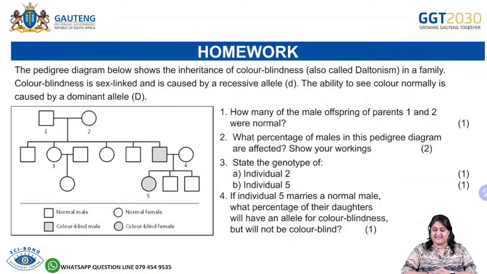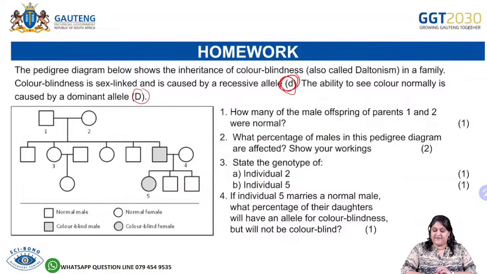It's also known as daltonism, in a family. Color blindness is sex linked and is caused by a recessive allele. Okay, they're showing you it's like that. The ability to see color normally is caused by the dominant allele. But can you see here that they did not tell you about the X's and Y's? But what do you know about color blindness? It is sex-linked inheritance. Because it's part of the examination guideline, and you're supposed to know that color blindness is sex-linked inheritance, they don't have to indicate to you about the X's and Y's. A little bit of a trick here, okay?